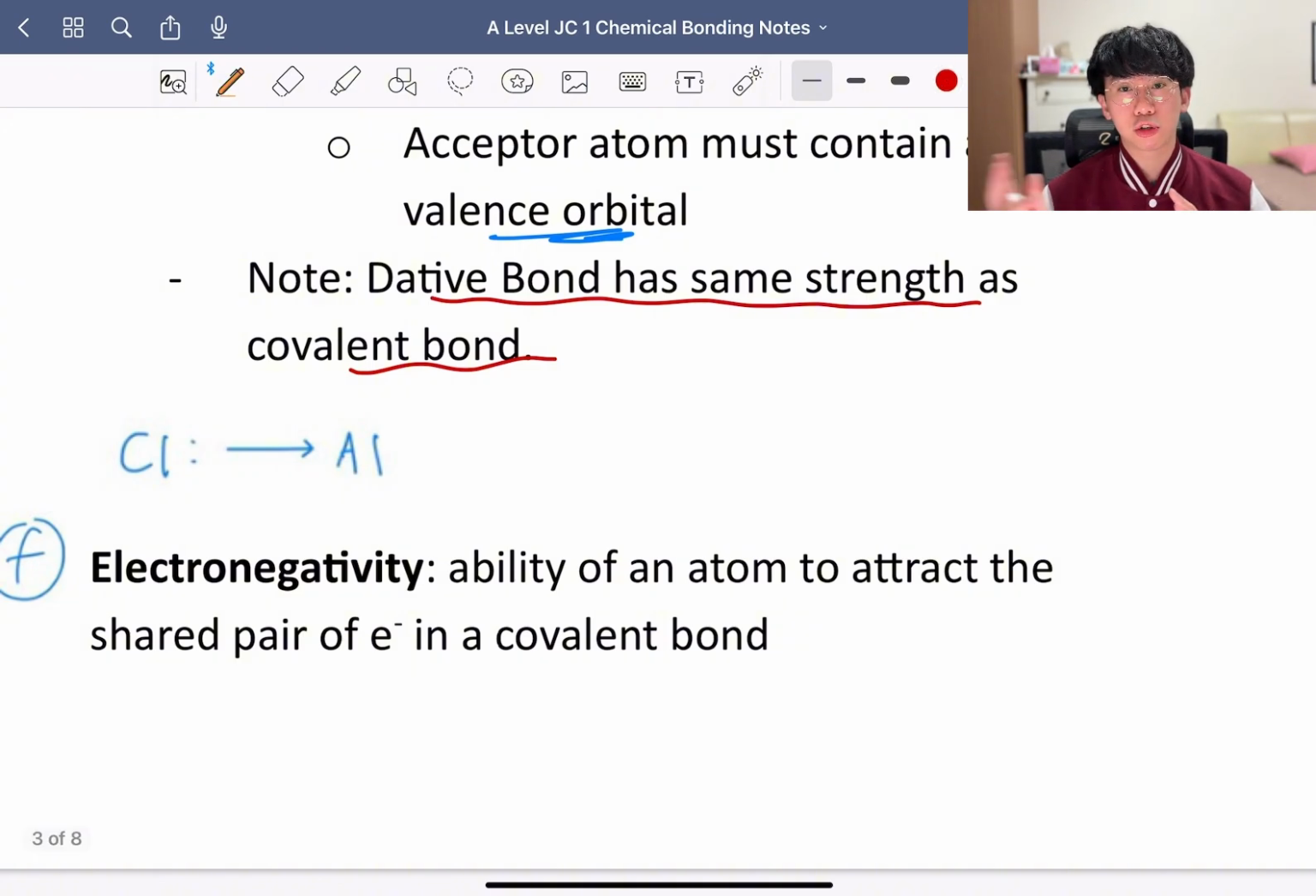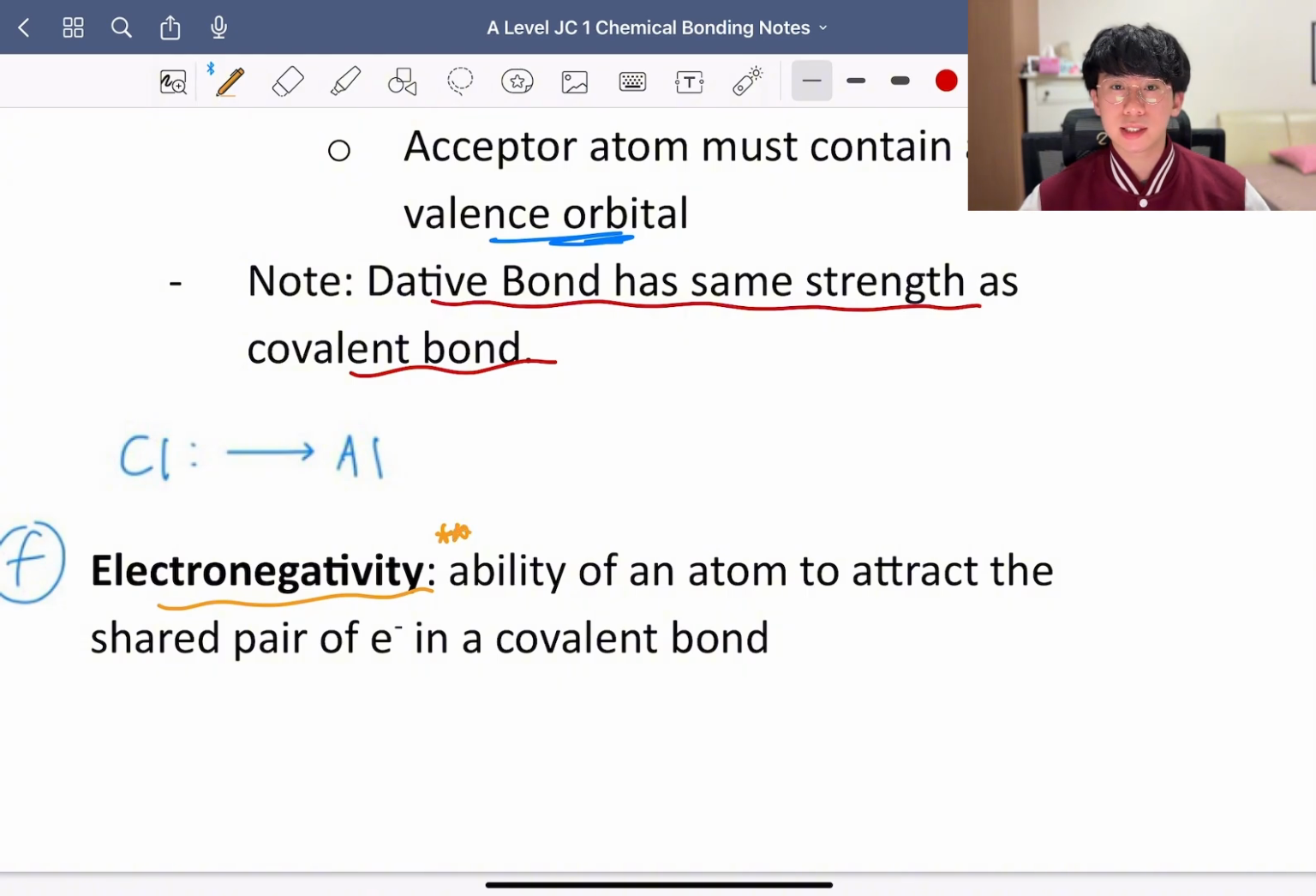Now we move on to electronegativity. So electronegativity, please memorize this definition. Exams love to ask this. And what is electronegativity? This is the ability of an atom to attract the shared pair of electrons in a covalent bond. So what does it mean?